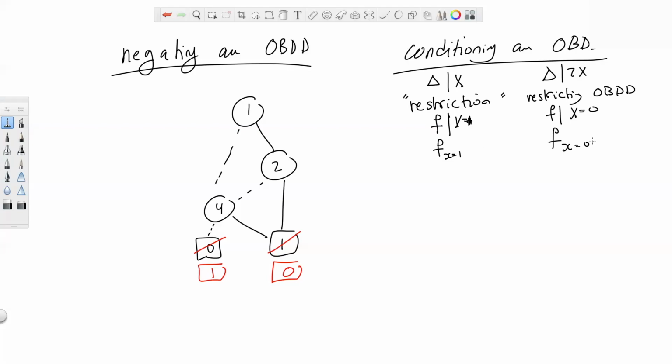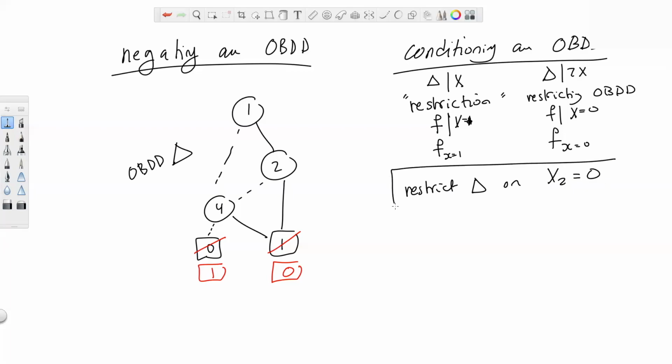Well, let's see that. Here's a concrete example. Let's do it on this one. Let's call this guy delta. So this is my delta, this is OBDD delta. And now I want to restrict delta on x2 equals, let's say, 0. Now remember, when we're talking about transformations, I want the result to be of the same form. So I have an OBDD. I want to condition it on not x2, or restrict it on x2 equals 0, but I want the result to be an OBDD as well. So what do we do in this case?